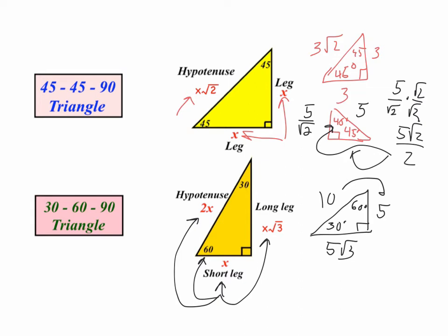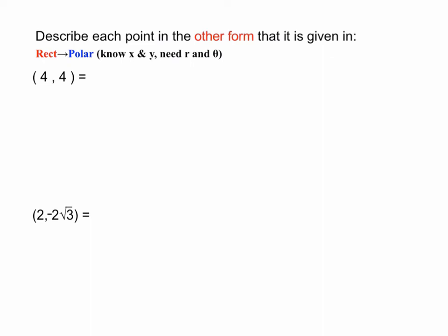Okay, so let's tackle some problems. We're going to start doing some converting, and our goal here is to describe each point in the other form than it is given in. So, if we're going to go from rectangular to polar, what we really want to do is draw a picture.